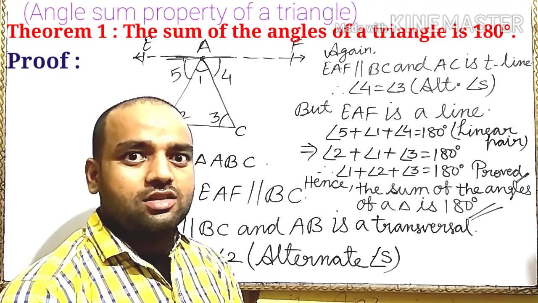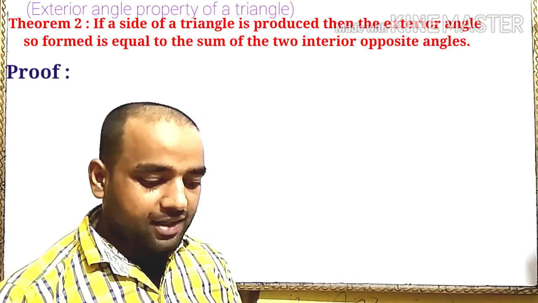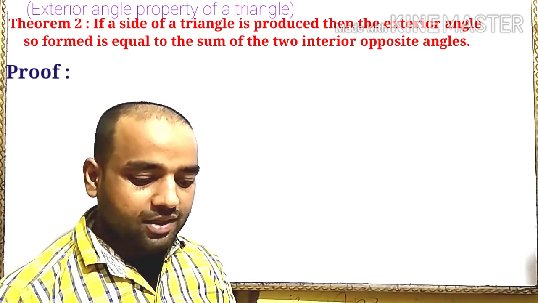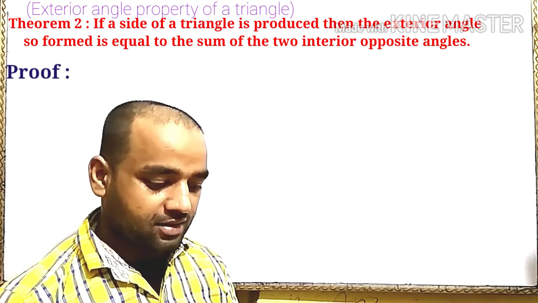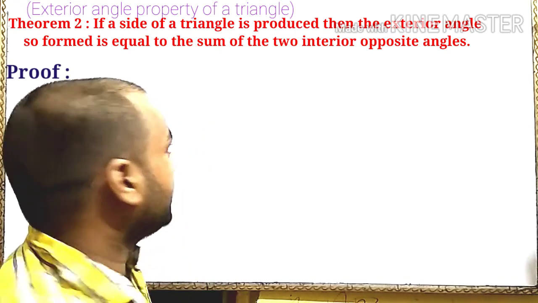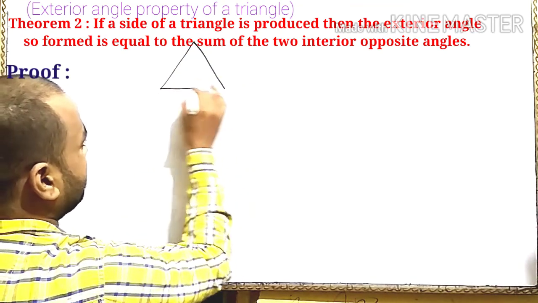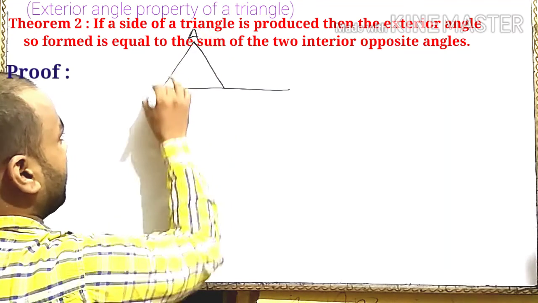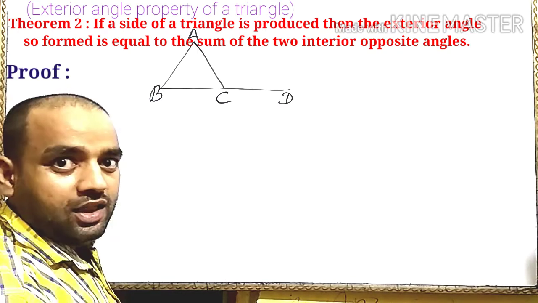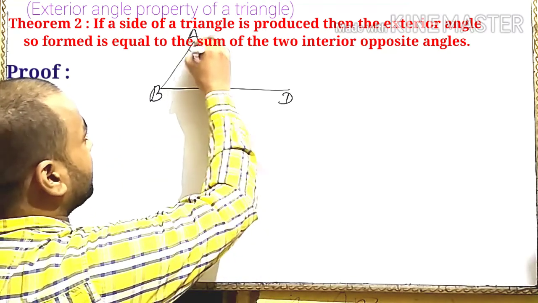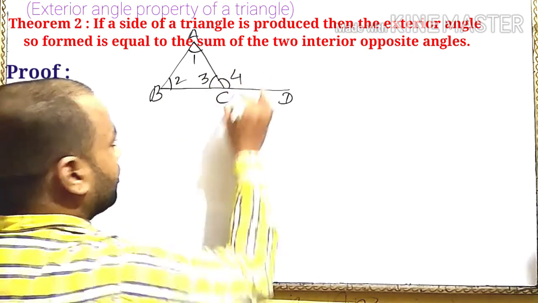Now let us discuss theorem number 2. In theorem 2, if a side of a triangle is produced, then the exterior angle so formed is equal to the sum of the two interior opposite angles. So here let ABC be a triangle and BC produced at a point D. Is it clear? Here naming the angles, angle 1, angle 2, angle 3, angle 4.